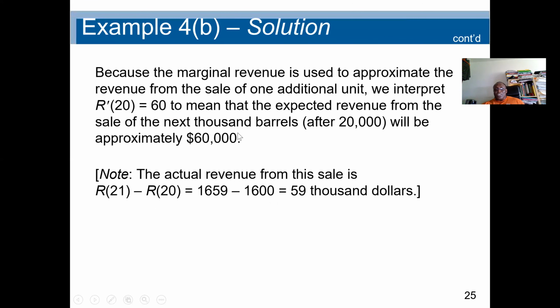Now we say that because the marginal revenue is used to approximate the revenue from the sale of one additional unit, we can interpret R derivative at 20 is 60 to mean that the expected revenue, so it's like an average, from the sale of the next 1,000 barrels will be approximately $60,000. Now the actual revenue from this sale is $59,000.